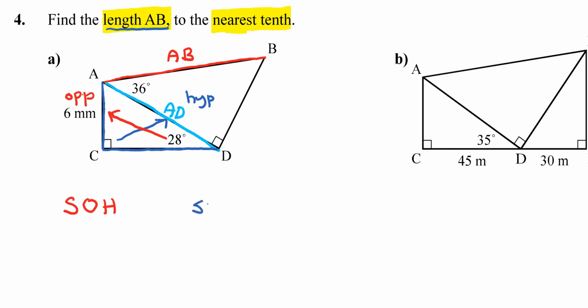So it's always sine of the angle. The angle that I'm working with in this problem is 28 degrees. So sine of 28 degrees is going to equal, I need my opposite first, and my opposite is going to be 6 millimeters. And my hypotenuse is going to be AD. So our goal now is to solve for AD.